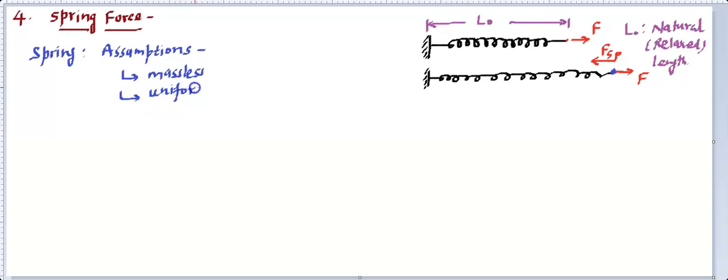Uniform means all parts of the spring elongate by the same amount. That means it's uniformly stretchable and compressible. There are no other issues coming in this. So generally these two assumptions we carry. Massless is the important one, and uniform all through its natural length, right? That means it can be elongated and compressed.